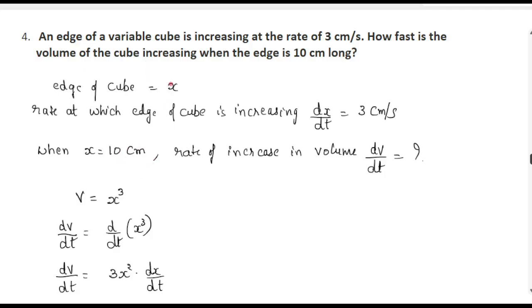For this, we need to know the formula of volume of the cube. We know that volume of the cube is V equal to x cube. Upon differentiation, we get dV by dt equal to differentiation of x cube is 3x square into dx by dt.